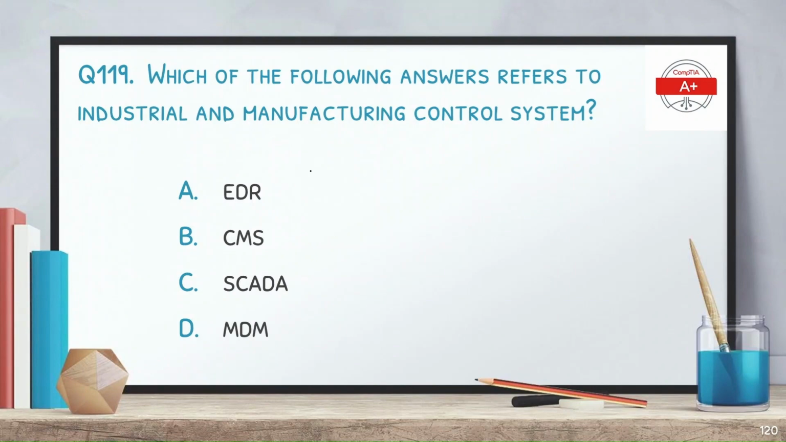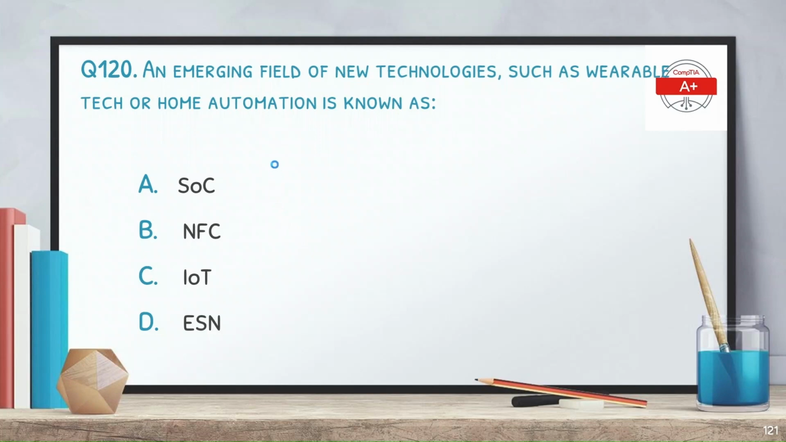Question number 119: which of the following answers refers to an industrial and manufacturing control system? The options are A. EDR, B. CMS, C. SCADA, and D. MDM. And the correct option is SCADA. Question number 120: an emerging field of new technology such as wearable technology or home automation is known as. The options are A. SOC, B. NFC, C. IoT, and D. ESN. The correct option is IoT, or Internet of Things.